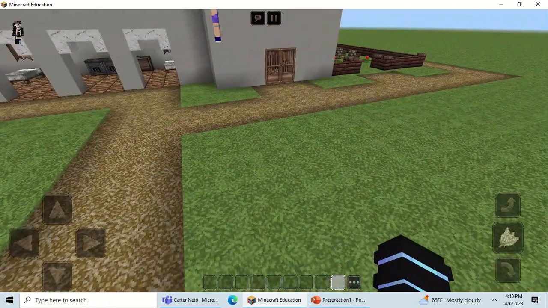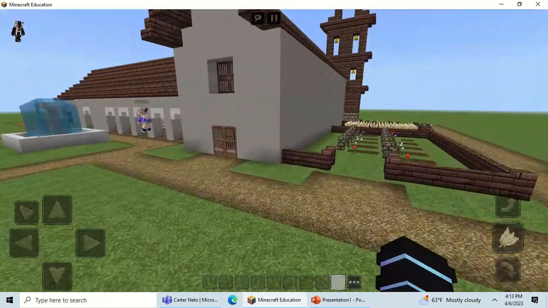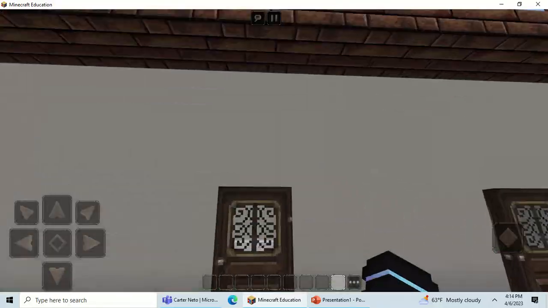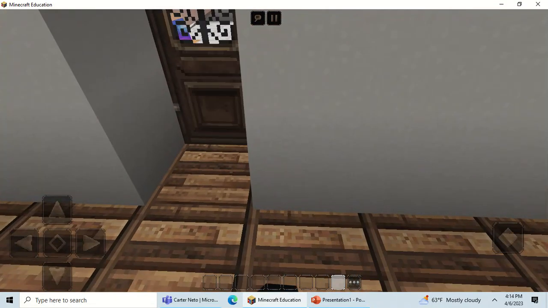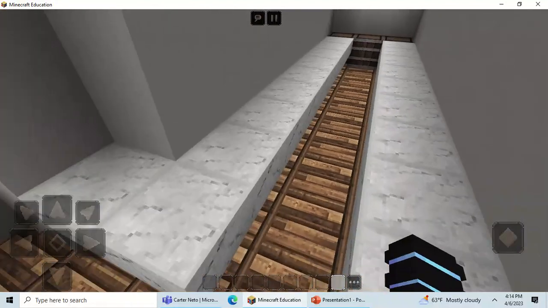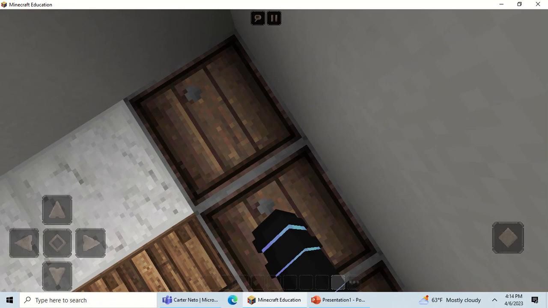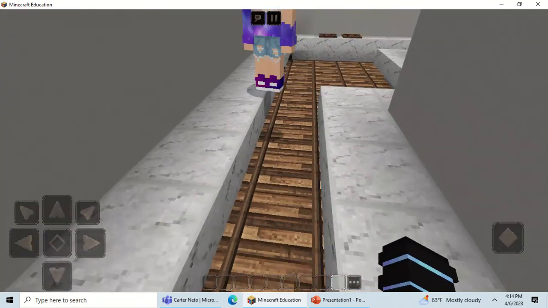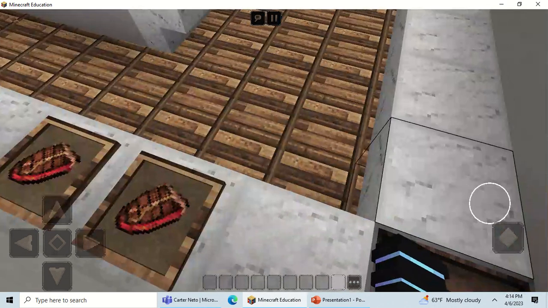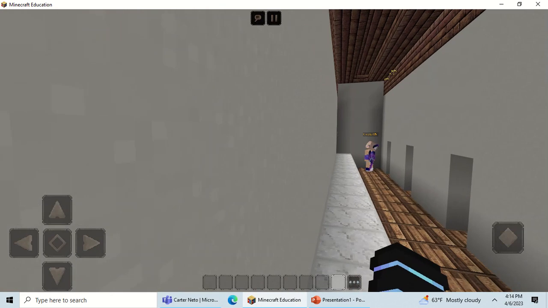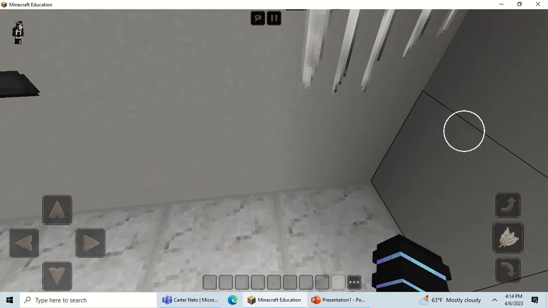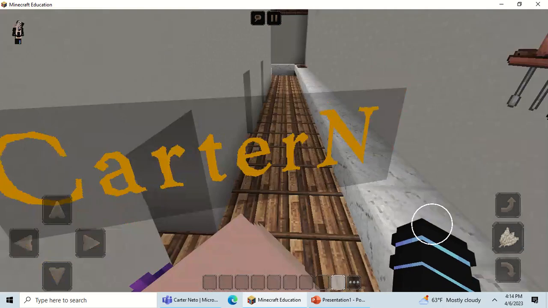Next, I'm going to show you the workshops. I think I forgot to make an entrance. They mainly sold food, like meat and vegetables. They had a lot of bread, so I just put a lot of bread in their barrels. And these are kind of for baking or making something. So yeah.